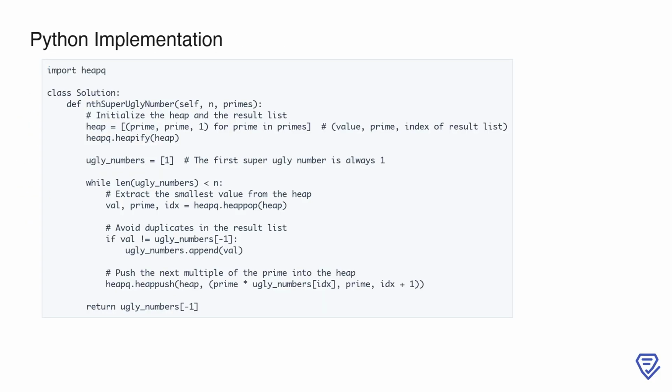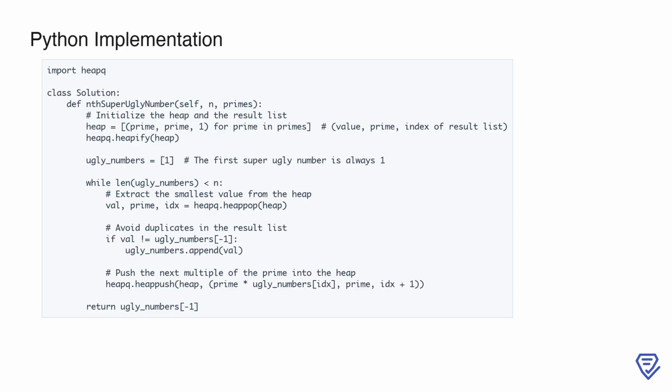This implementation solves the LeetCode problem number 313, Super Ugly Number, using a heap-based approach to efficiently compute the nth super ugly number. First, the function nthSuperUglyNumber initializes a min heap to track the next potential super ugly numbers. Each entry in the heap is a tuple (value, prime, index), where value is the next multiple of a prime number, prime is the prime factor being used, and index indicates the position in the result list, ugly_numbers, from which this value was derived.